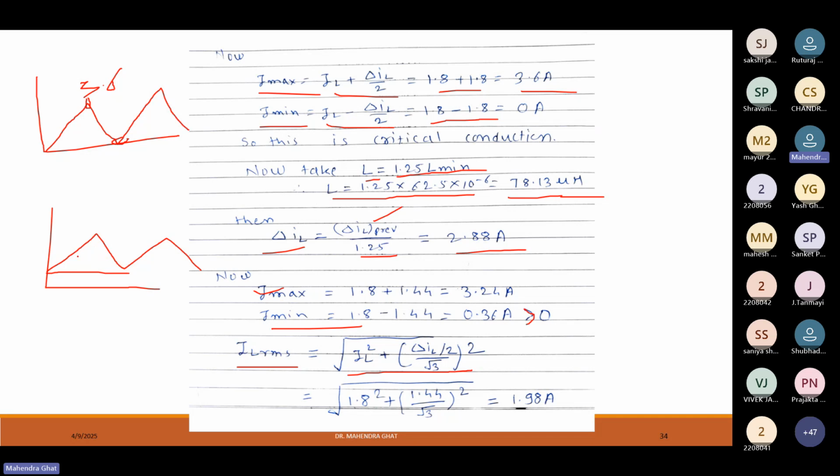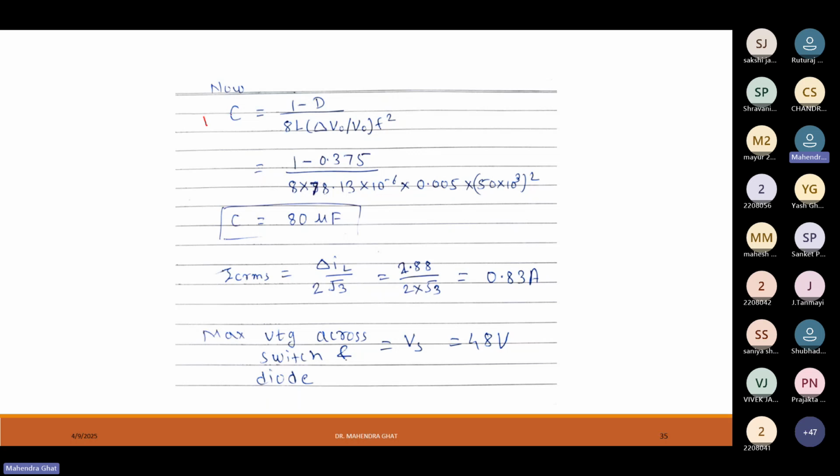So you will get the RMS value, which is the formula for any RMS calculation. If we apply that, you will get this equation. And if I put my values in this, which is IL is 1.8, delta IL by 2 is 1.44, root 3 whole square, if I calculate this, it will give us 1.98. So the inductor RMS current is 1.98 ampere.